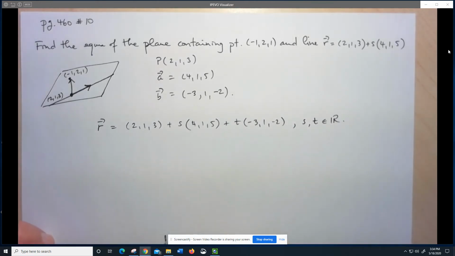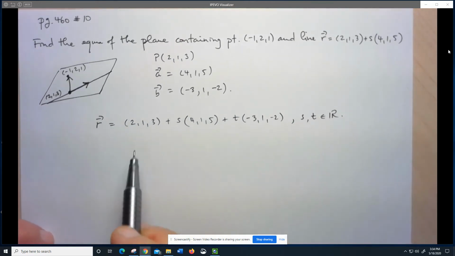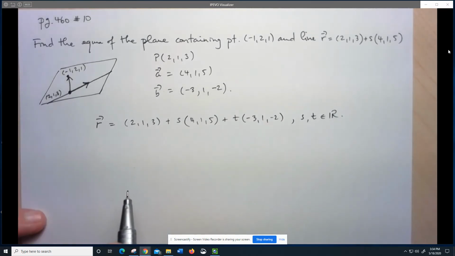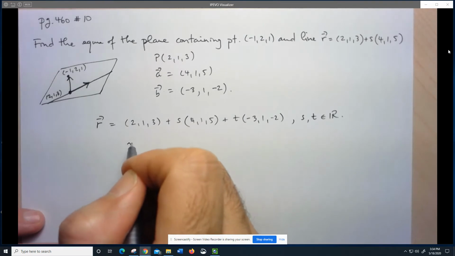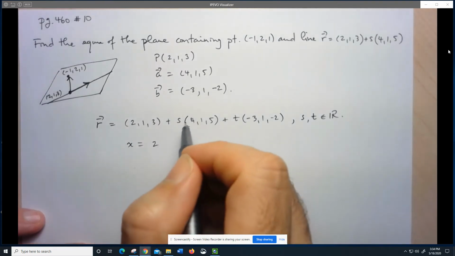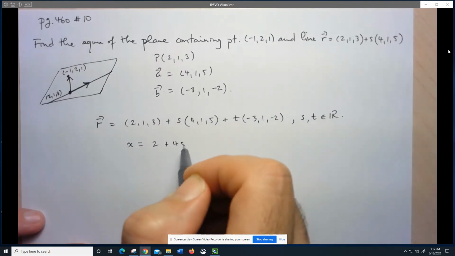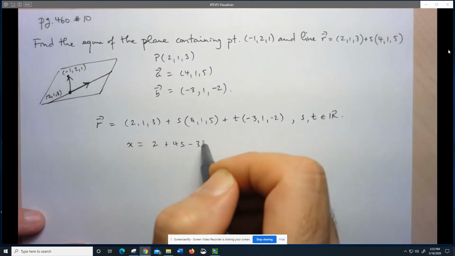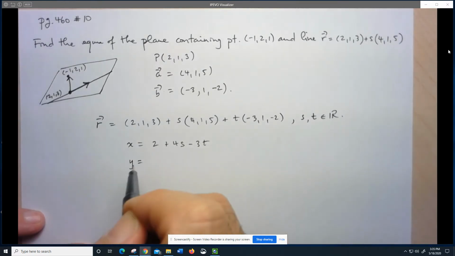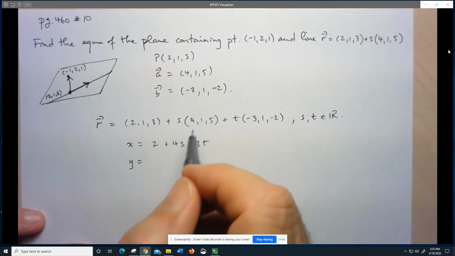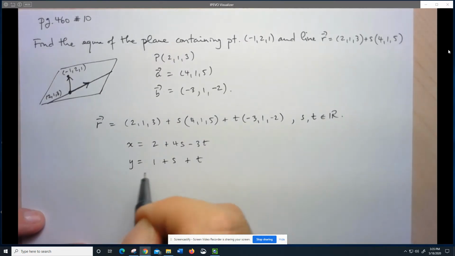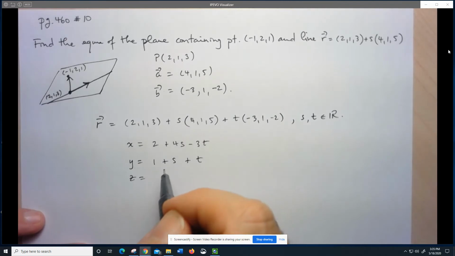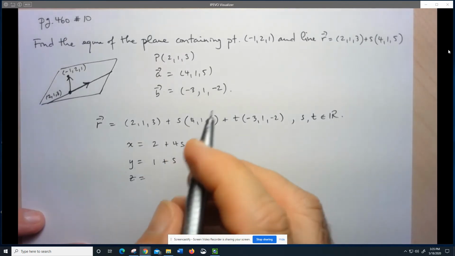Of course, I could also split this up into the three components and write this in parametric form, so I might as well do that. x is equal to 2 plus 4s minus 3t. Now we're going to look at the y components: 1 plus s, and then plus t. And lastly, z is just going to be 3 plus 5s.